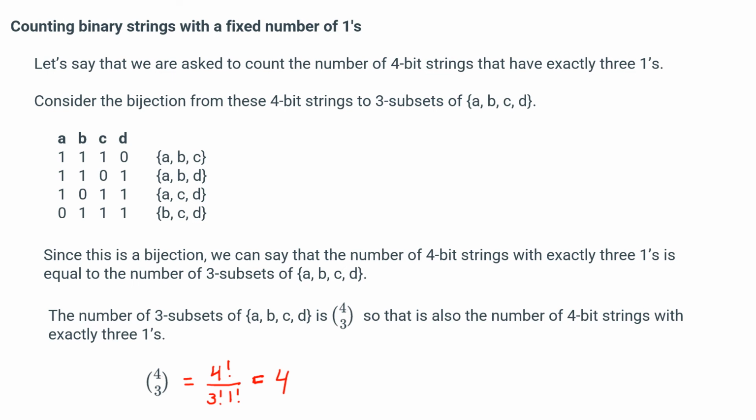I do want to say before I go on that this is how the book talked about coming up with the answer for these binary strings with exactly a certain number of ones in them. They said, let's look at this bijection. And that's something we can do. But actually, there's a way that you could more directly come to this answer, 4 choose 3, because you could look at it this way, that this 4-bit string has 4 slots, right?